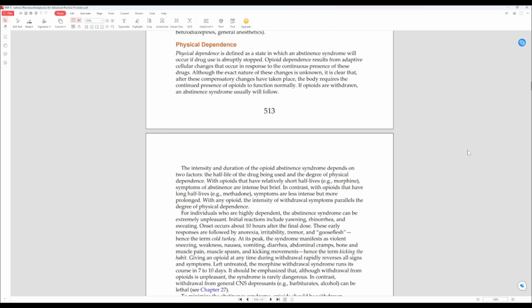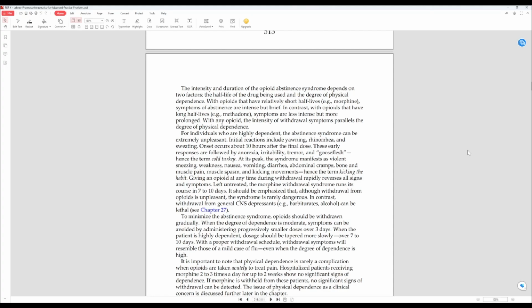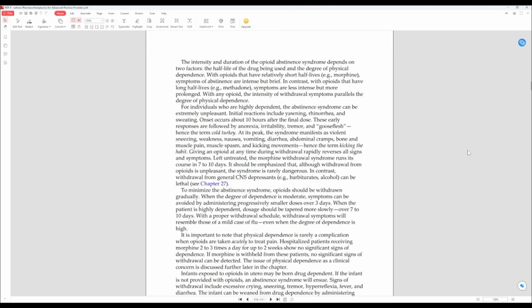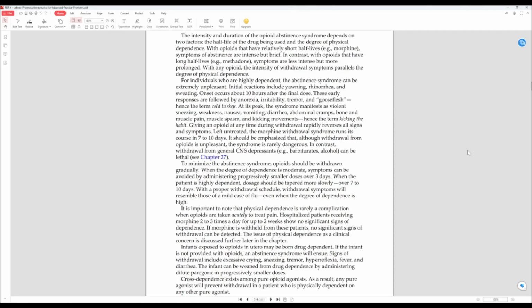The intensity and duration of opioid abstinence syndrome depends on two factors: the half-life of the drug being used and the degree of physical dependence. With opioids that have relatively short half-lives, such as morphine, symptoms of abstinence are intense but brief. In contrast, with opioids that have a long half-life, such as methadone, symptoms are less intense but more prolonged. With an opioid, the intensity of withdrawal symptoms parallels the degree of physical dependence. For individuals who are highly dependent, the abstinence syndrome can be extremely unpleasant.